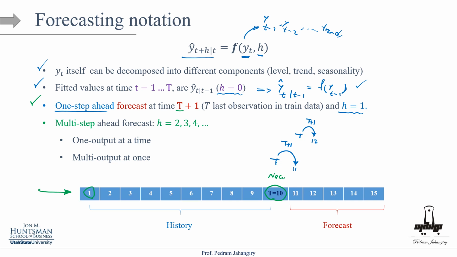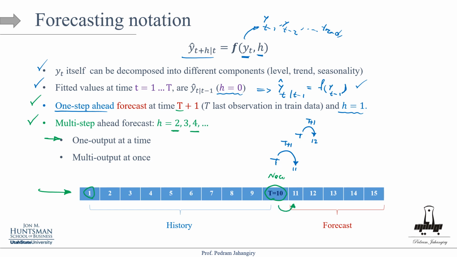All right, then the next one is multi-step. For multi-step ahead, we can change that h. So for example, h equal to 2, we're going to forecast 2 horizons into the future, 4 horizons into the future, etc. And if you remember from module 1, we can do it in 2 ways. We can make those forecasts into the future one output at a time, or we can do multi-output at once, right? So let me show you. Let's start with one output at a time. So if you're at time t, and I'm going to do one output at a time multi-step, my next prediction is going to be this.